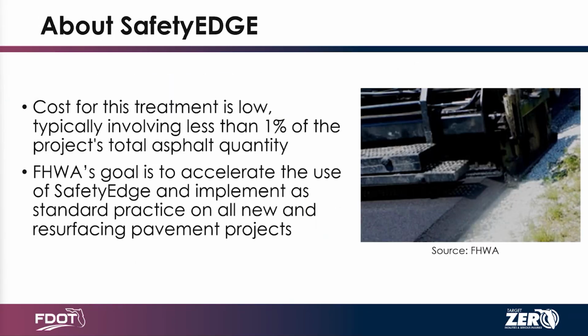What makes Safety Edge really great is its very low-cost implementation. It only adds about 1% of extra asphalt to the roads. The implementation includes an attachment that goes on the edge of the machinery to pave the roads. You don't need to buy an entire new machine. It's just that additional attachment to help level off the pavement at the edge of the roadway. The Federal Highway Administration's goal is to accelerate the use of Safety Edge across different states around the country and provide this as a standard practice on all new and resurfacing pavement projects.